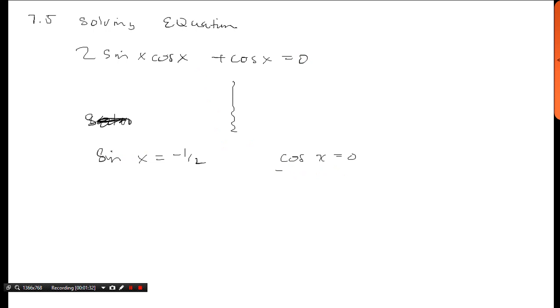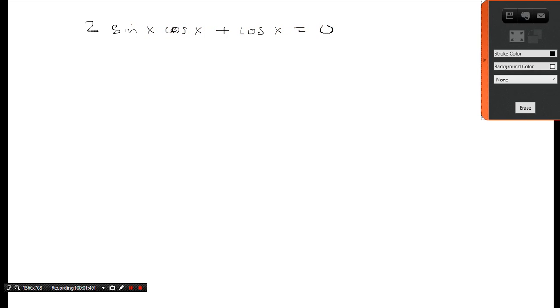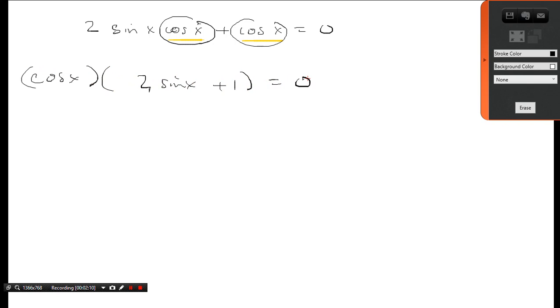So let's start with this problem, and let me just clean my board real quick. So we have 2 sine of x cosine of x plus cosine of x equals 0. Let's change a little bit of color here, maybe we can make it a little more obvious. As you can see, cosine of x and cosine of x are the same thing. So what this means is that I can factor these out. Watch this. I'm going to pull out a cosine of x, which gives me 2 sine of x plus 1 equals 0.